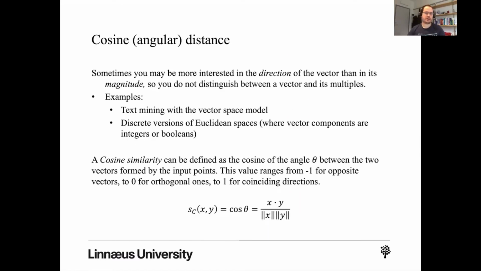Okay, so now we're going to talk about the cosine or the angular distance. They're not exactly the same, but very similar. Which is something that I've already kind of mentioned a little bit through the course. And it is useful when you may be more interested in the direction of the vector than in its magnitude, right? So you don't want to distinguish between a vector and its multiples. It's very connected to linear algebra, for example, when 2 vectors are collinear. Not really linearly independent, because that will be something else, but in this case, it's about collinearity.